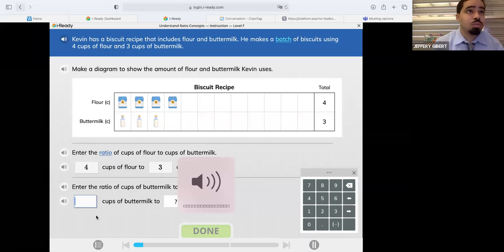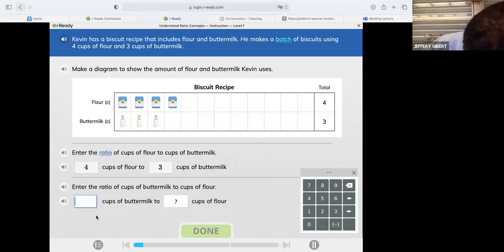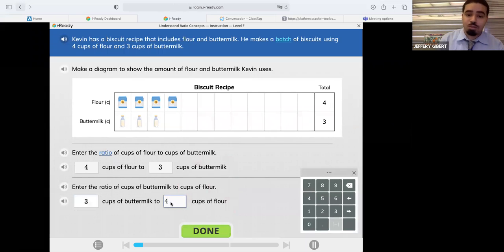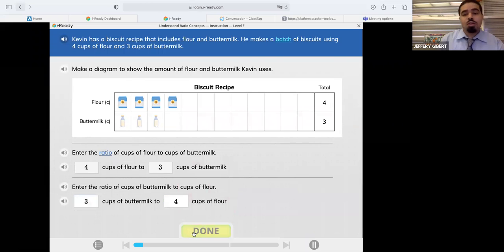All right. You said what? Yes, that's correct, 3. And then how many cups of flour? Yes, 4. 3 cups of buttermilk to 4 cups of flour. These ratios compare one ingredient to another in the recipe.